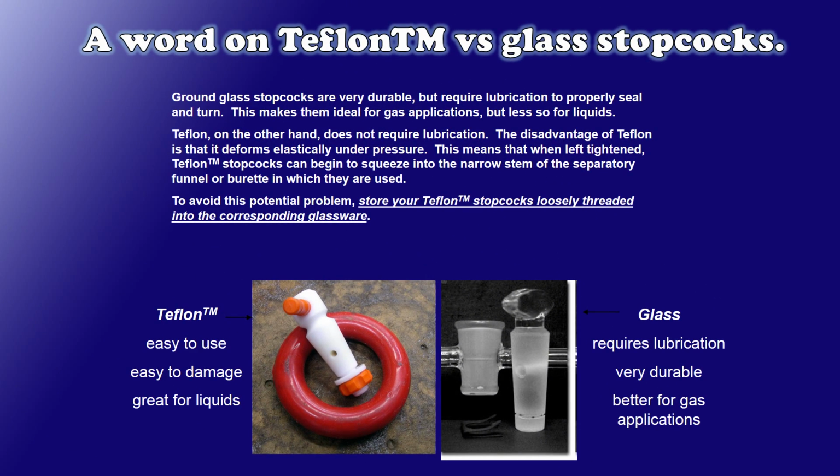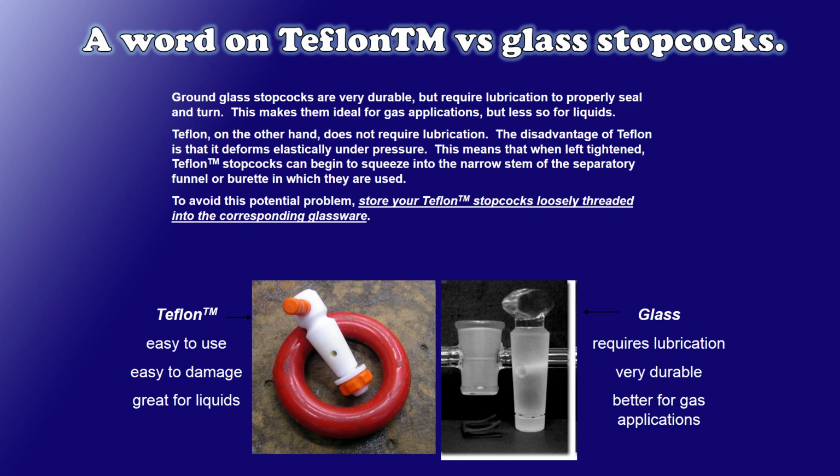I'd also like to mention that the stopcocks that are used in our separatory funnels are made of Teflon, which is a fantastic material for liquid applications because it requires no lubrication. So when we use a Teflon stopcock, we don't have to add grease to a joint, and that means that liquids draining through and over the stopcock don't become contaminated with those greases. The problem is that they're very easily damaged because of how soft they are.